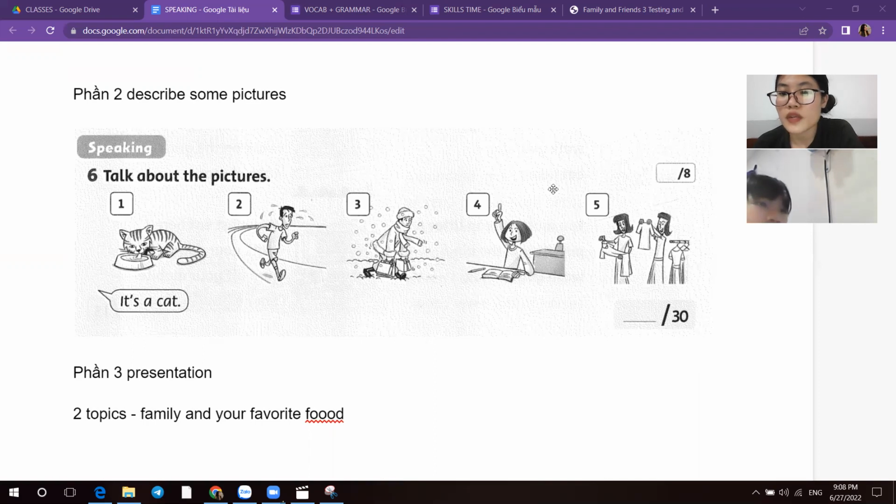What is the student doing? She is raise your hand. Yeah, raising her hands. Okay, so how about picture five? What is she doing? She is shopping with my mom. Oh, okay. Thank you, Thảo Trang.